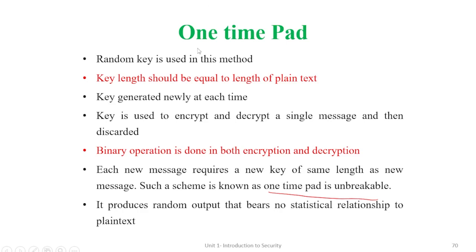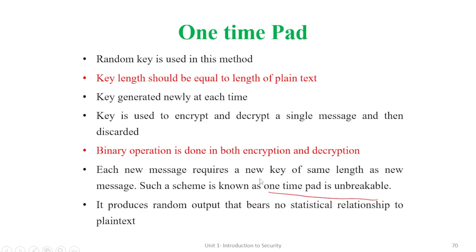And the one-time pad is represented by the use of a random key. The length of the key should be equivalent to the length of the plaintext, like in the Vigenere cipher algorithm. Every time, the key should be generated newly. The same key is used for both the encryption and decryption sides, and it should not be discarded at once. Binary operation is done at both encryption and decryption. Each new message requires a new key because of the same length.